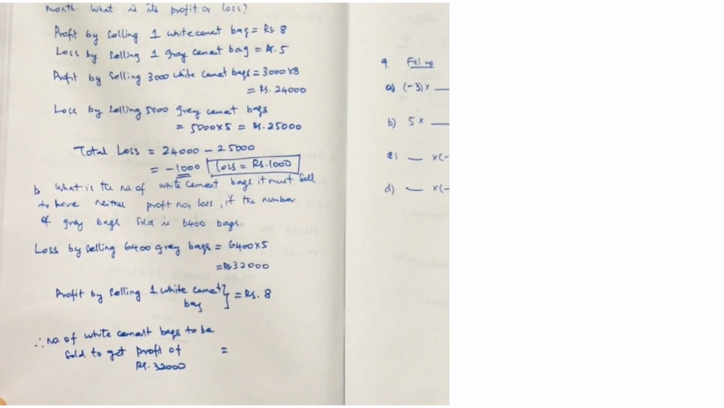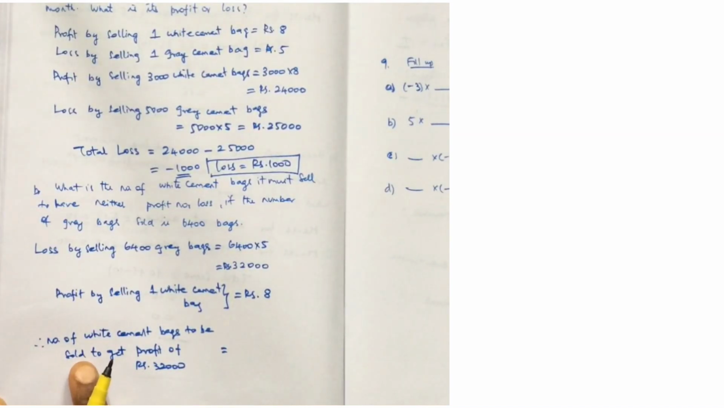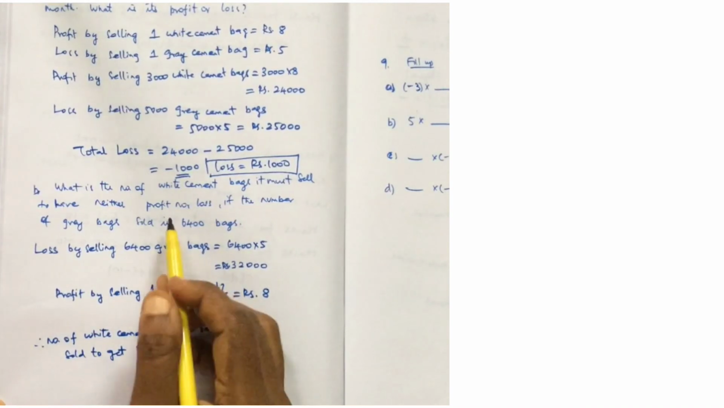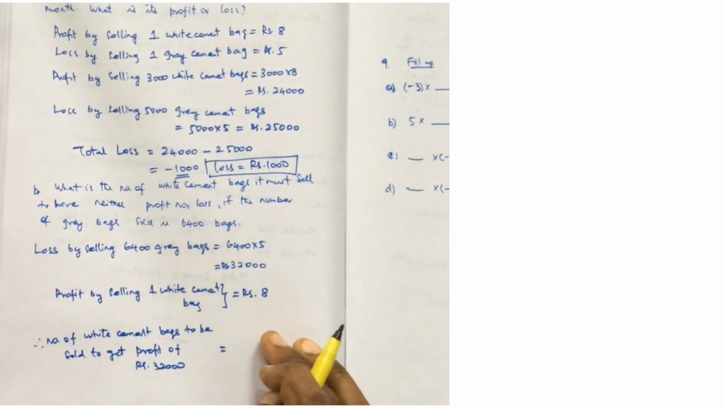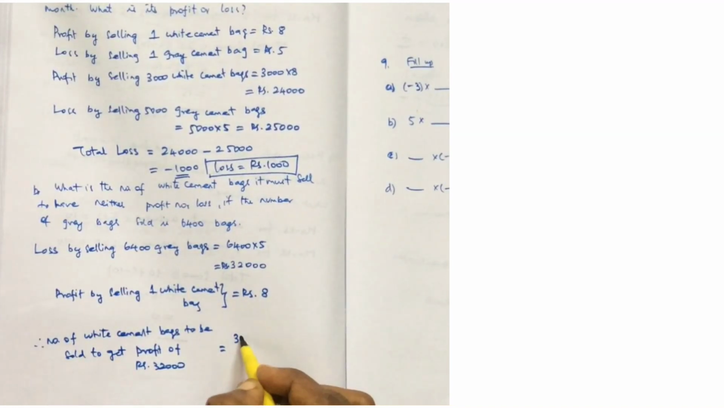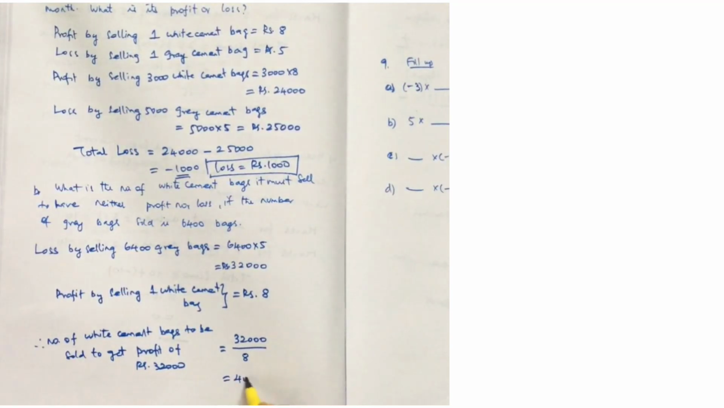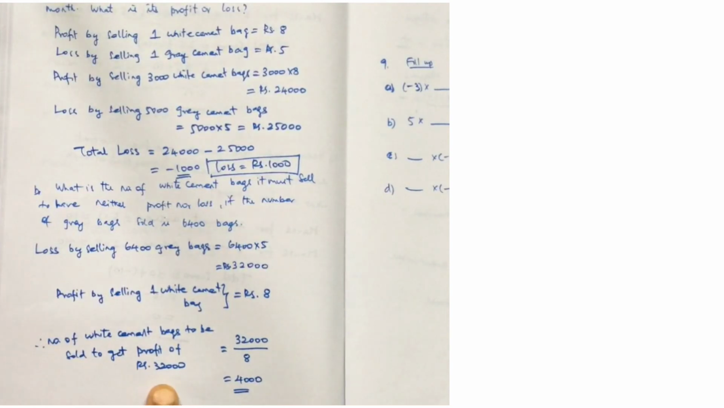We have to find how many white cement bags we have to sell so that we get a profit of rupees 32,000, so that there is neither profit nor loss. For each bag they are getting a profit of rupees 8. So what you have to do is 32,000 divided by 8, which is equal to 4,000. They have to sell 4,000 white cement bags so that they will get a profit of rupees 32,000.